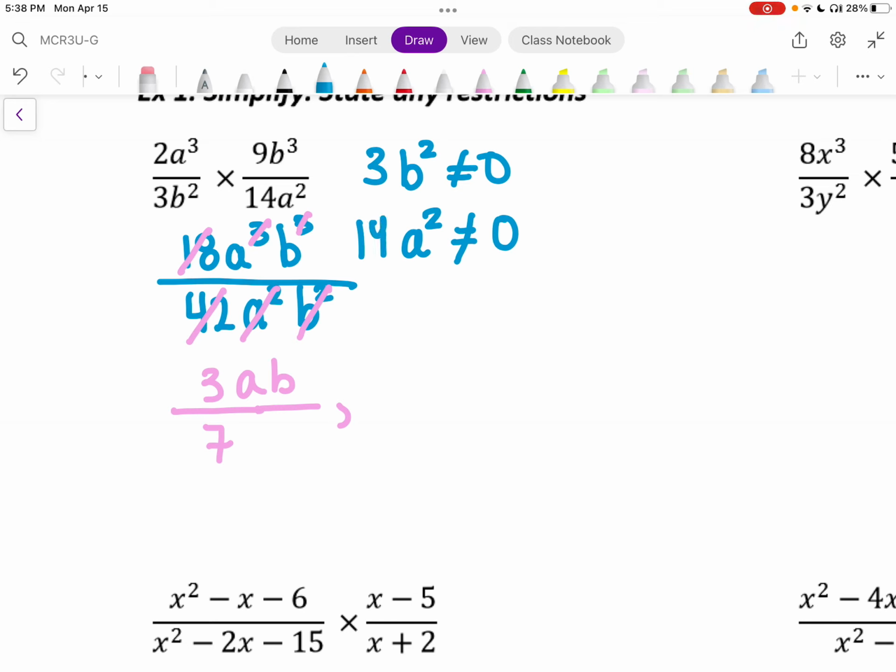And I know that if I isolate for our 3B squared, I know that B cannot equal 0 and A cannot equal 0. So those are going to be my restrictions that I'm going to include in my final statement.